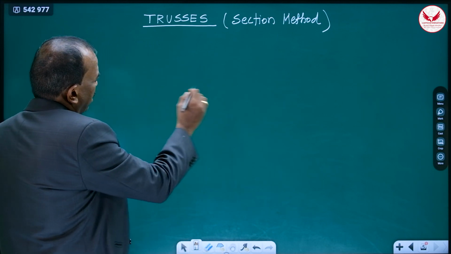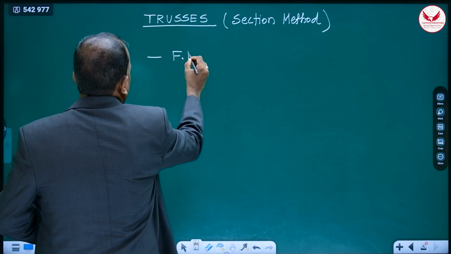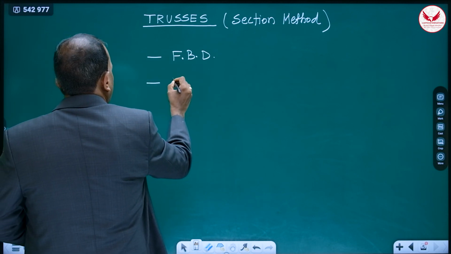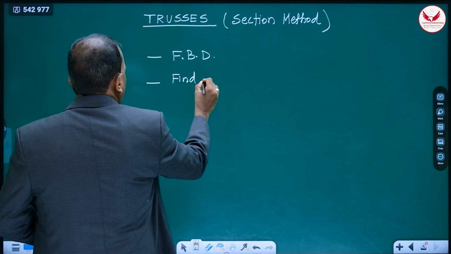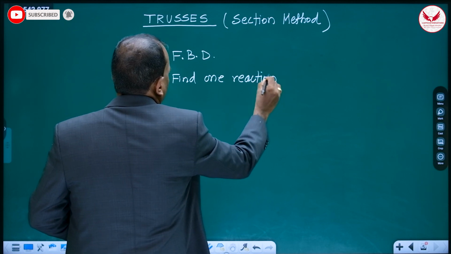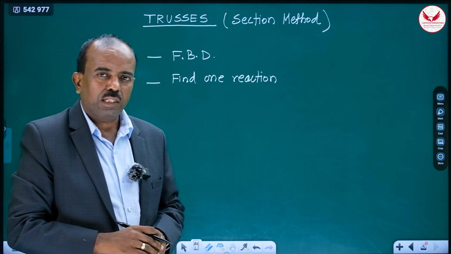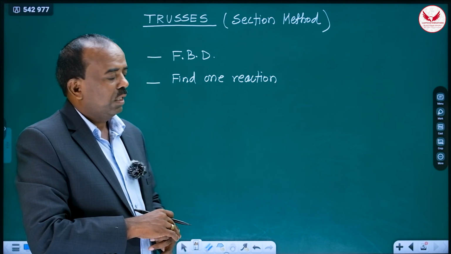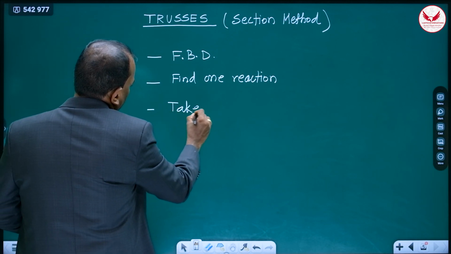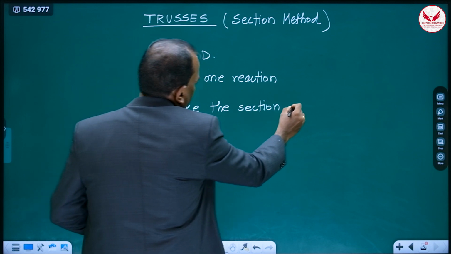So in the trusses by section method, first step will be what? The free body diagram of the truss. Then second, find one reaction, or one reaction component. And if a cantilever type of truss is there, there is no need to find out the reaction also. And then after that, take the section of the truss.